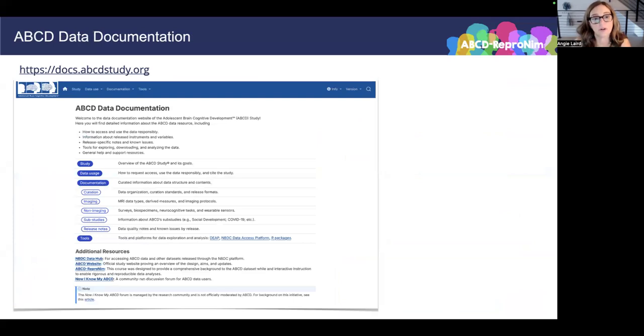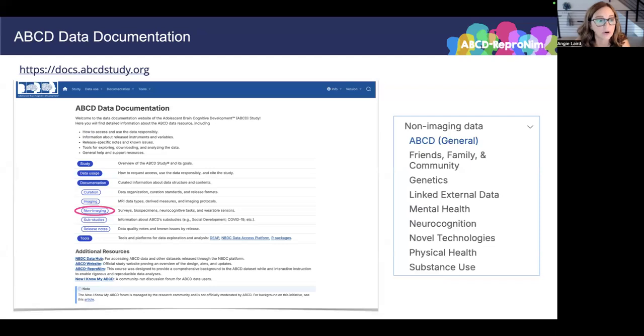Okay, in terms of the protocols themselves and the actual data that's going to be available, I encourage you to spend some time on the ABCD data documentation site to learn more about the various measures and variables that are going to be available for your analyses. In particular, you may want to look at the non-imaging protocols, which include both youth and parent-reported data and are organized by the domains of ABCD General, which includes general study and demographic variables, a domain called Friends, Family, and Community, and then genetics, linked external data, mental health, neurocognition, novel technologies, physical health, and substance use.